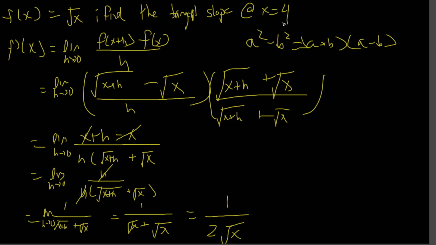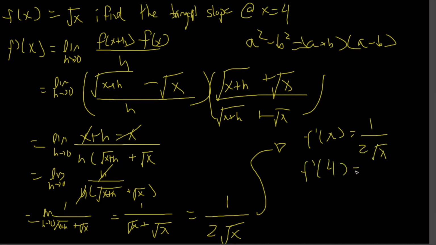Now we want the tangent slope when x is equal to 4. So how do we do that? We just say f prime at x would equal 1 over 2 root x, and f prime at 4 would equal 1 over 2 times root 4, which would equal 1 over 4.